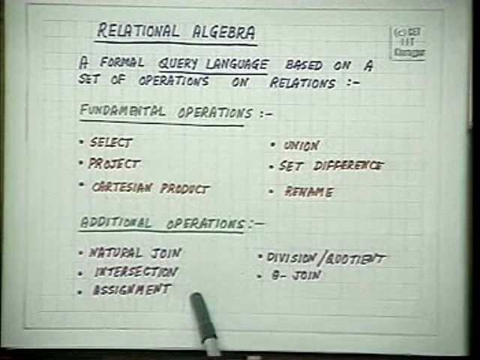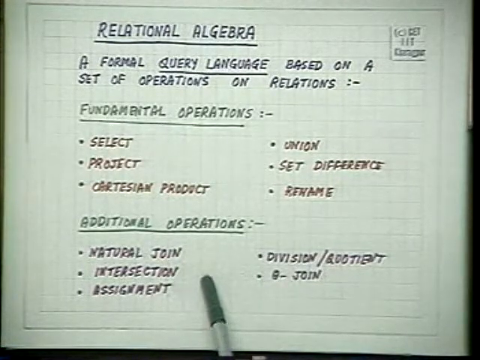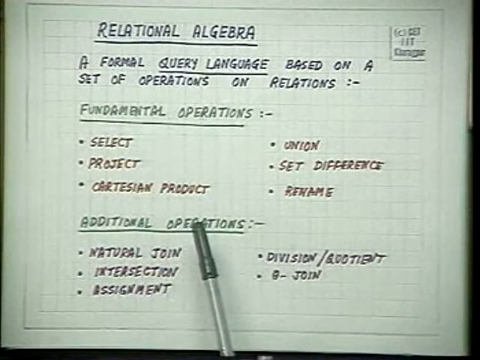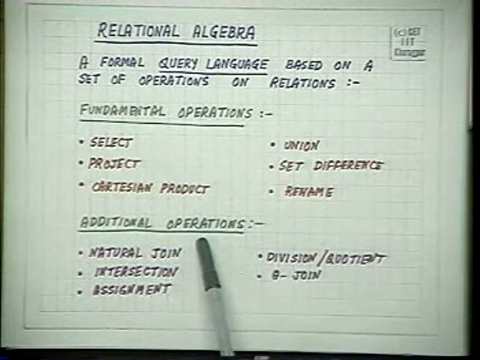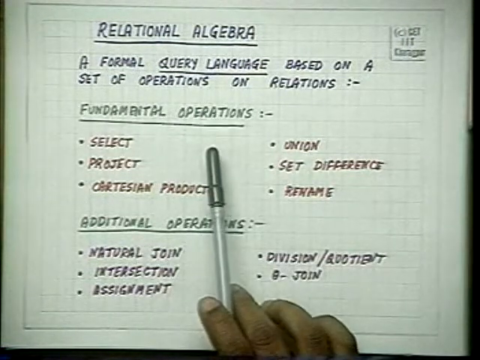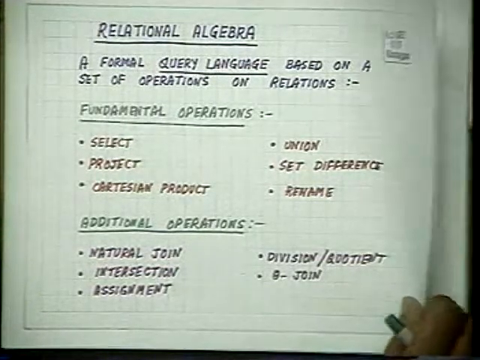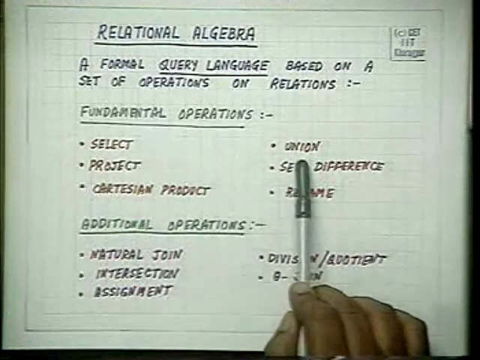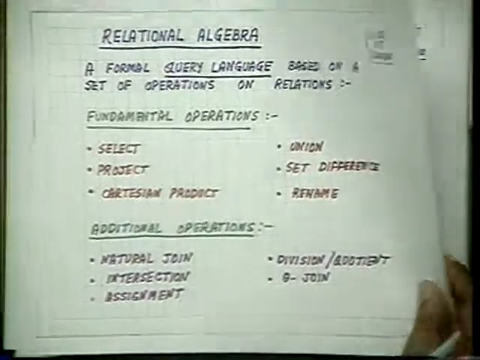None of these operations modify any element in the database. They just produce another relation without changing any element in the database. There are operations, additional operations defined to modify the database, which we shall come to later. We will now see first what these fundamental operations are. They are simple operations, but we will see that they are very powerful operations as well.